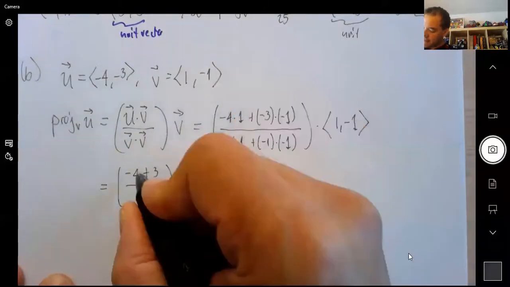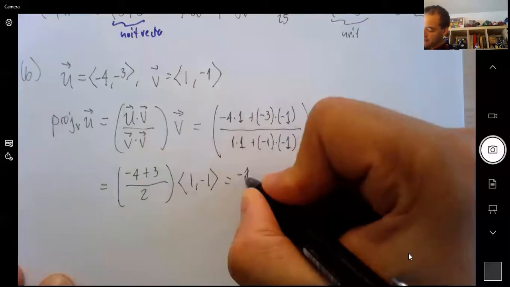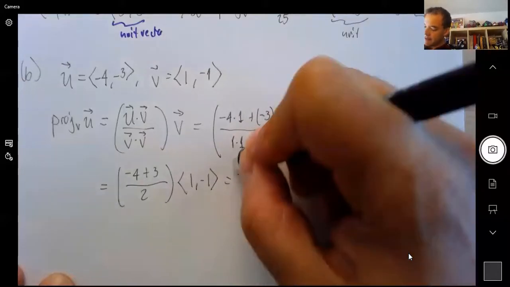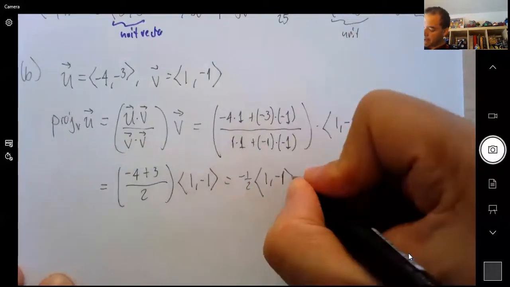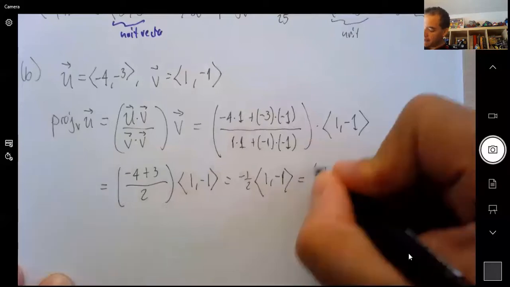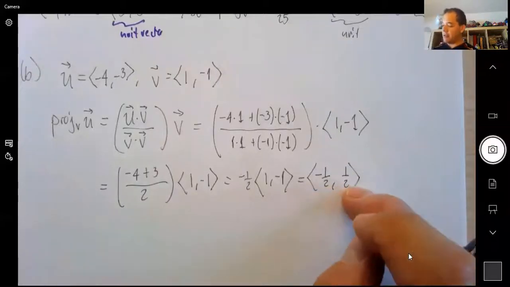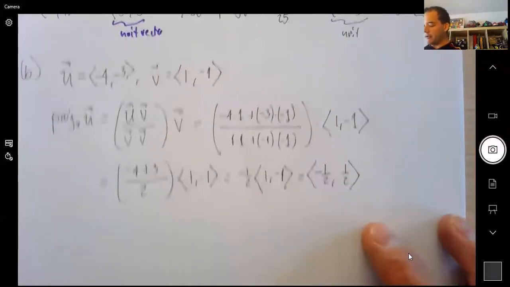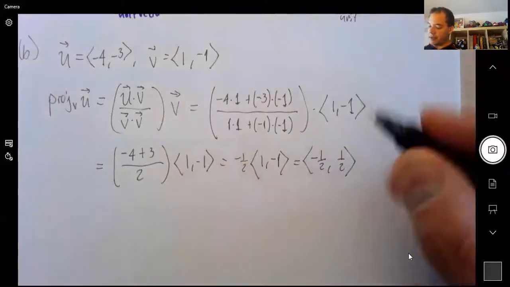So this is -1/2 that multiplies the vector 1, -1. That's -1/2, 1/2. And that's it. Now, if you want the projection, you can make this a unit vector and see what's the constant you multiply by. That's one way. Or the other way is to recalculate it directly, right?